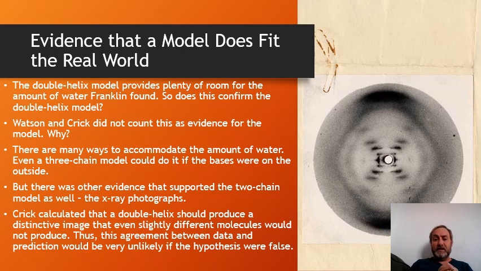Instead, they were more impressed by the X-ray photographs. You may recall they made a prediction about what the photograph should look like from a two-chain model. It was in the previous lecture slides. There were more like squares that sort of resembled this photo here. So they calculated that a double helix should produce a pretty distinctive image. Even a slightly different molecule would not produce this image. So when they take the X-ray photographs and it does in fact look like their prediction, this to them is much better evidence than the amount of water agreeing. There's much less room for error. Not as many different models could produce this same data.